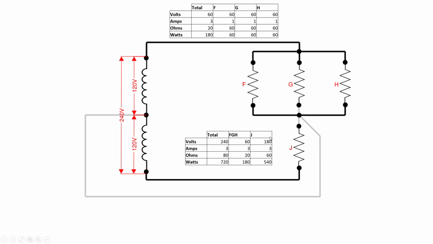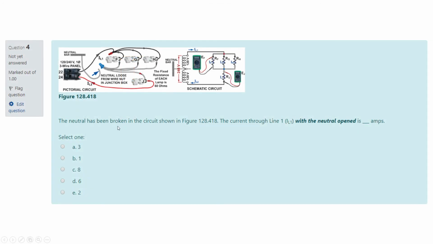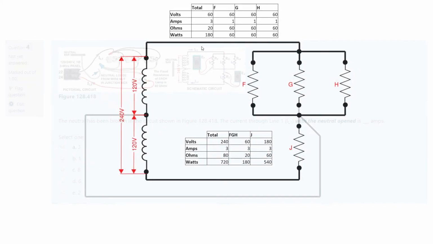So we figured out all the values for this J element, which is this column. And then we figured out the total for the entire circuit, which is this column. Once again, this column and this column are identical. They're the same thing. So if we go back to our questions here, the first question asks us, the current through line 1 with the neutral open is blank amps. So the current through this section, the current through this line right here, would actually be the total current for this whole guy right here. So we can come back and look at amps, which would be 3 in this case. So your answer on that question should be 3.